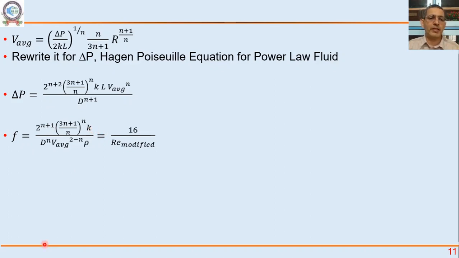What we are going to say is, if this has the same friction factor versus Reynolds number relationship, we will say this is equal to 16 by Reynolds number, but the Reynolds number has to be modified. Reynolds number will be in terms of n and k now. Then you can get this expression for the modified Reynolds number. That's how we define Reynolds number for a power law fluid. Get this for yourself. Let's go forward.